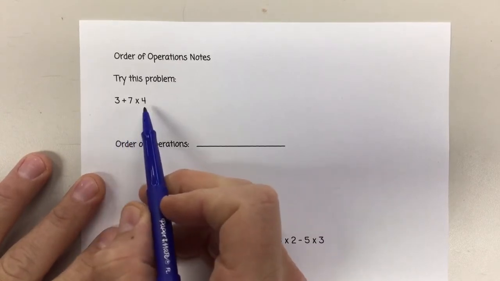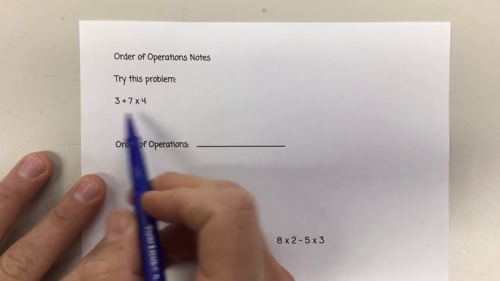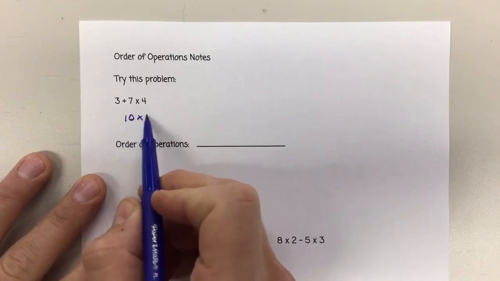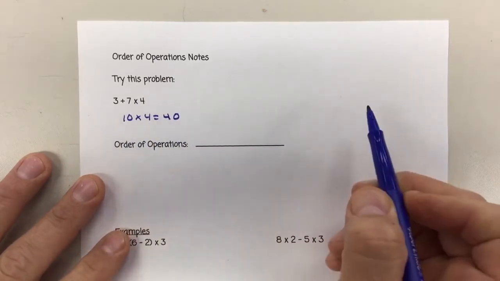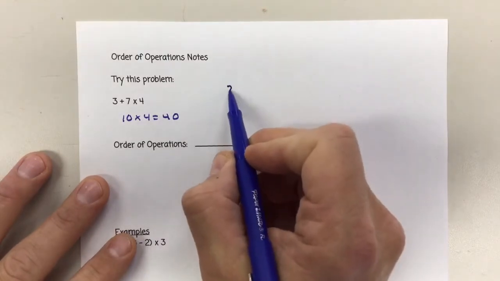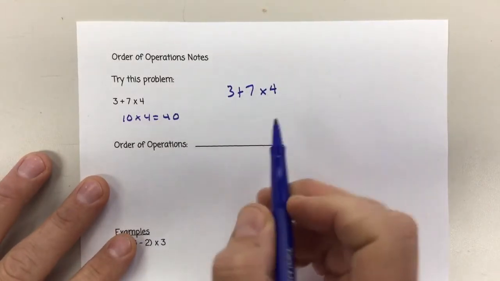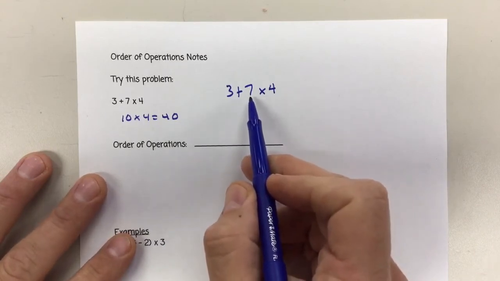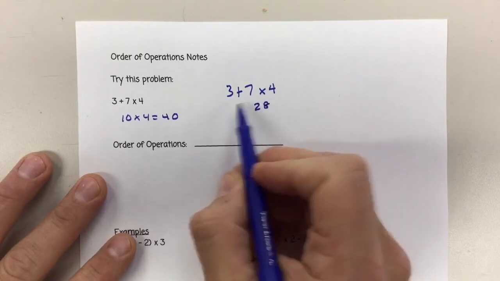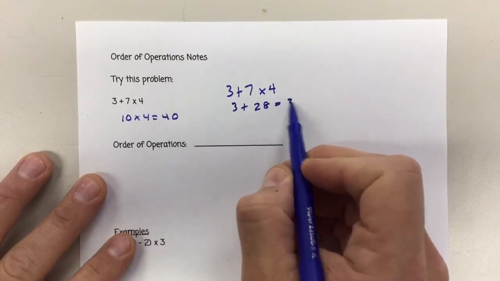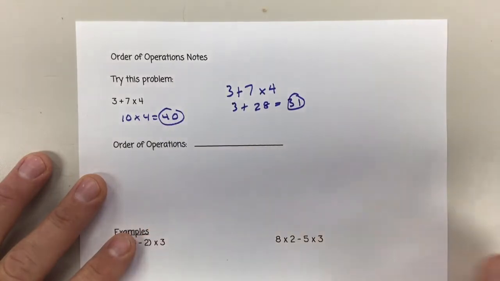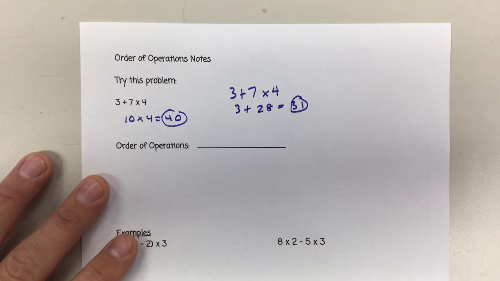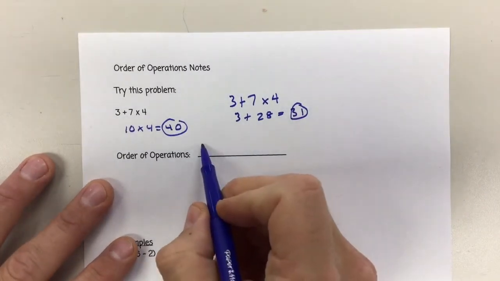3 plus 7 times 4. Now, without knowing the order of operations, someone might say, well, you go 3 plus 7 is 10, and 10 times 4 is 40. But that is not correct, because it has been decided that in any problem, multiplication needs to come before addition. So this problem is actually 7 times 4 is 28, and then 3 plus 28 is 31. Without the order of operations, two people might do this problem and get different answers.